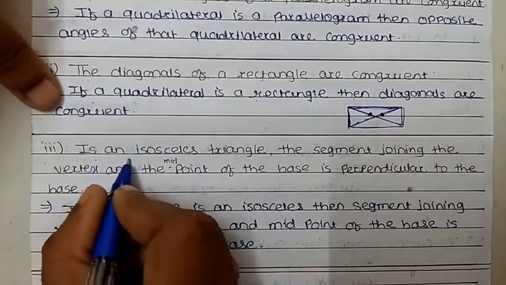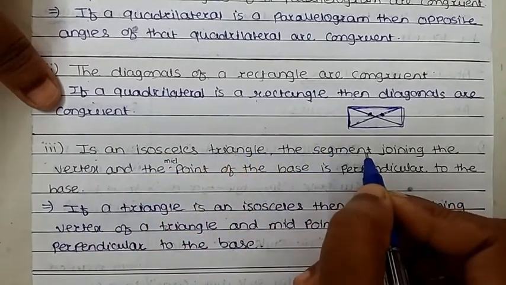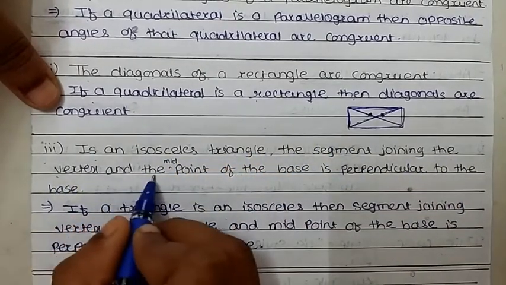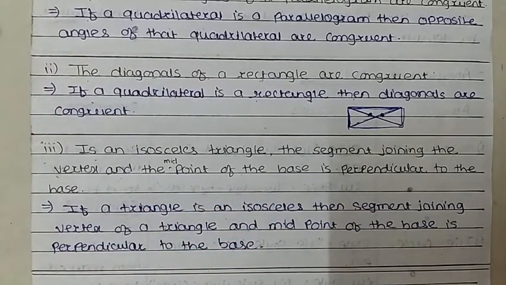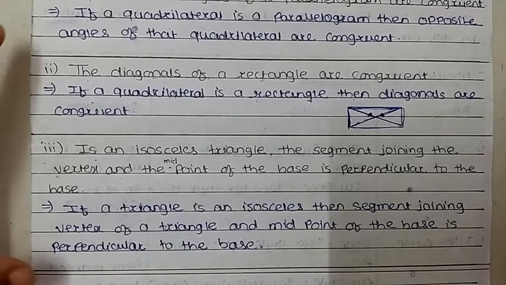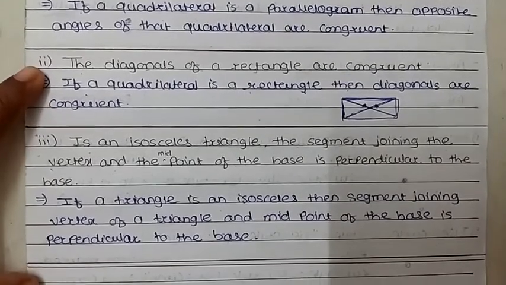Next, in an isosceles triangle, the segment joining the vertex and the midpoint of the base is perpendicular to the base. How to write this? If a triangle is isosceles, then the segment joining the vertex of the triangle and the midpoint of the base is perpendicular to the base. We only have to apply if and then to the given statement. This is very simple actually, so you should understand this very clearly.